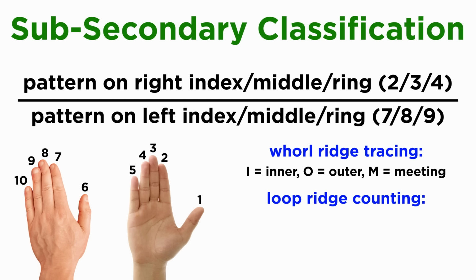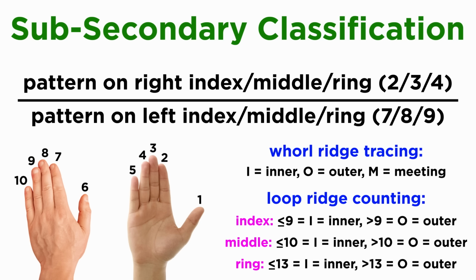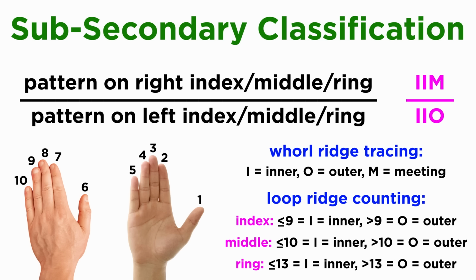Loops, meanwhile, are classified via ridge counts. Index loops with less than or equal to 9 ridges are inner, I, greater than 9 are outer, O. Middle loops use less than or equal to 10, I, versus greater than 10, O. Ring loops follow less than or equal to 13, I, versus greater than 13, O. Results from the right and left hands form a fraction such as IIM, IIO, thereby adding granularity.